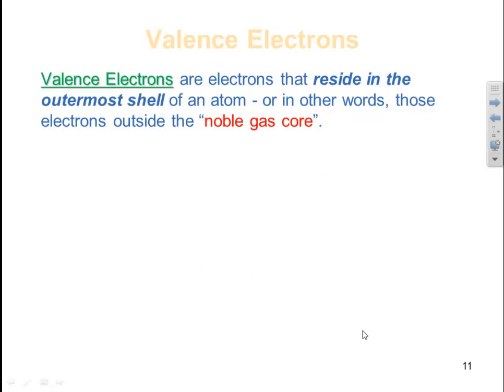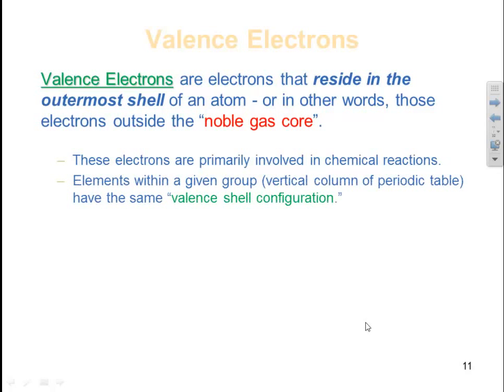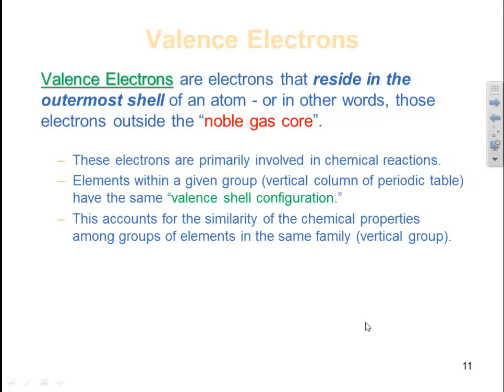Valence electrons are electrons that reside in the outermost shell of the atom, in other words, those electrons outside the noble gas core. These electrons are primarily involved in chemical reactions. Elements within a given group, that's your vertical column on the periodic table, have the same valence shell configuration. This accounts for the similarity of the chemical properties among elements in the same family, meaning a vertical group.